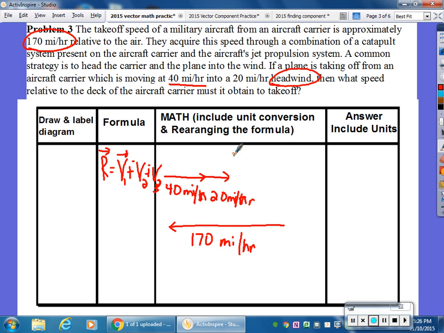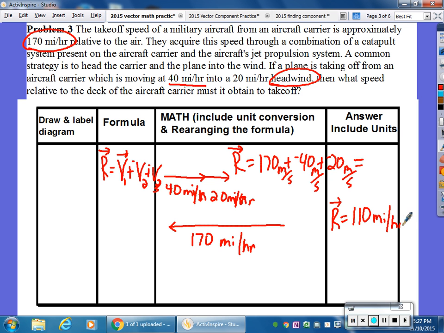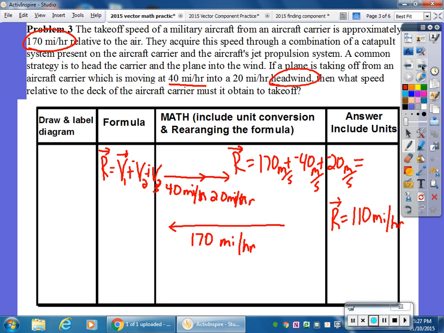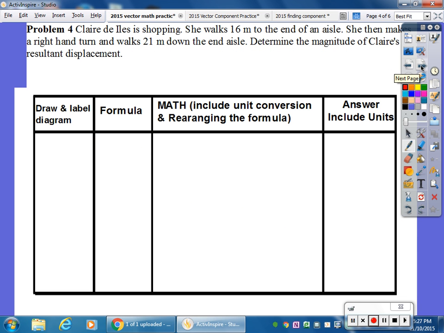So we'll just say our resultant vector in this case is going to equal 170 miles per hour plus a negative 40 miles per hour, which is the speed of the boat, plus a negative 20 miles an hour, which is the speed of the wind, and that gives us an answer. So the amount of speed that the aircraft actually has to get to is only 110 miles an hour. A much easier possibility than the 170 miles an hour that it would have to get without the assistance of the boat or the wind speed. So that's number 3.